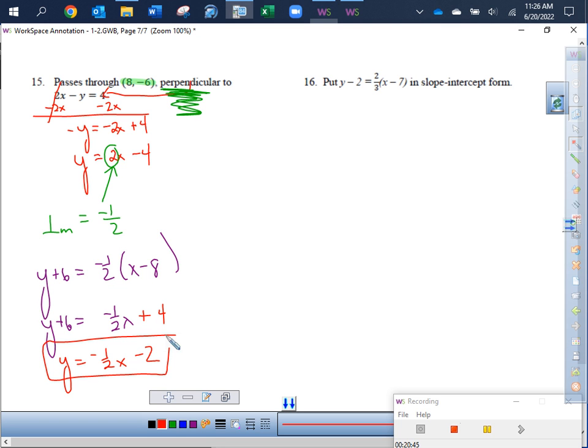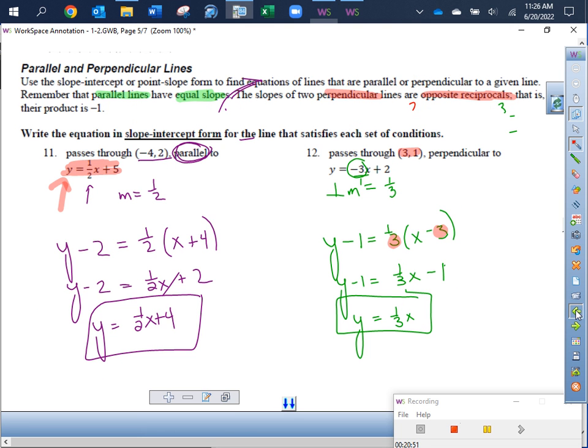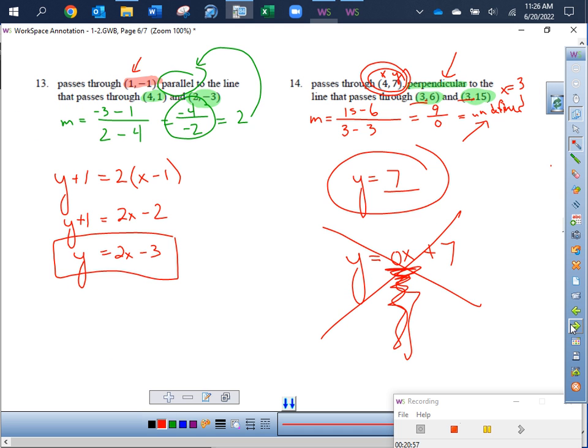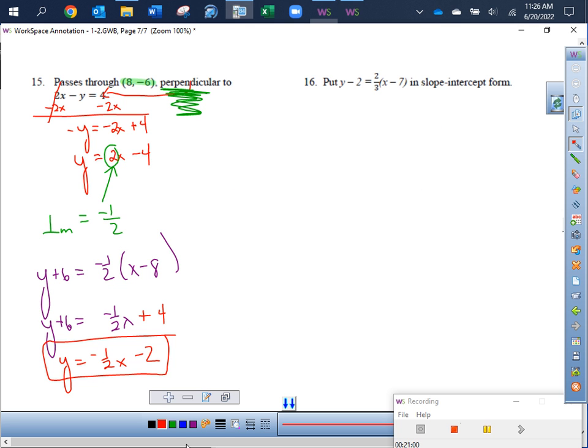So holy mackerel, that was a good one because they didn't have y all by itself. If we go back here where we had one of those, see, they had y by itself, so you could tell what the slope was just by looking. But here I couldn't do that. And lastly, all they want us to do is put it in slope-intercept form. So they put it in point-slope form for us. They just want us to do the work.